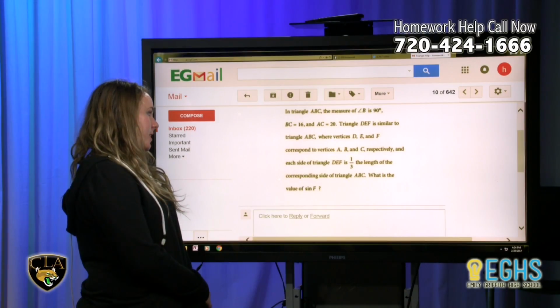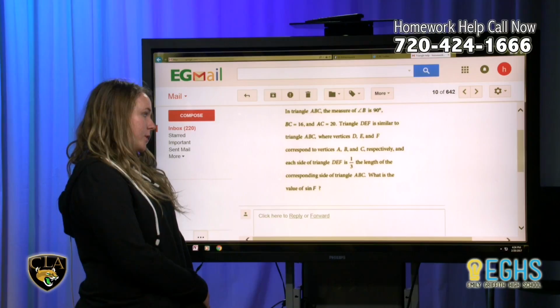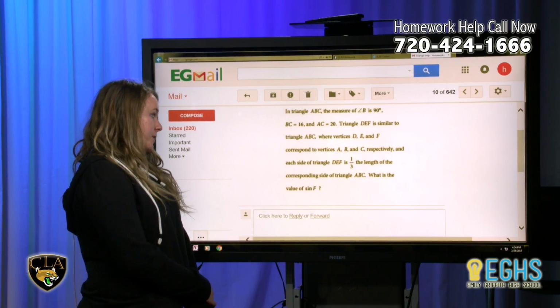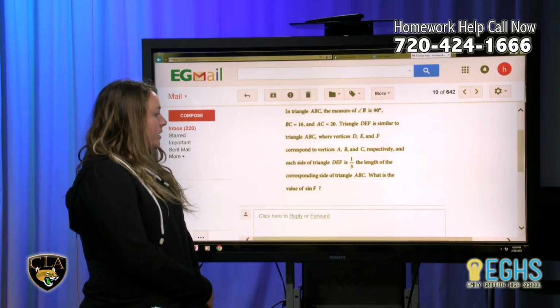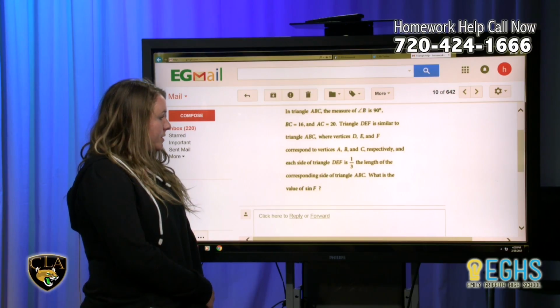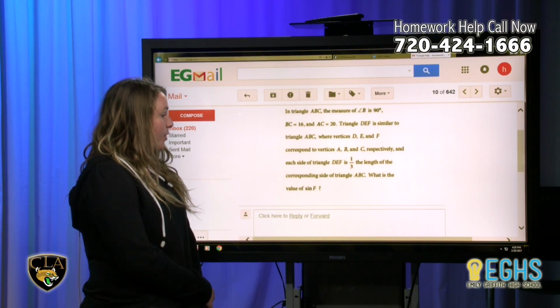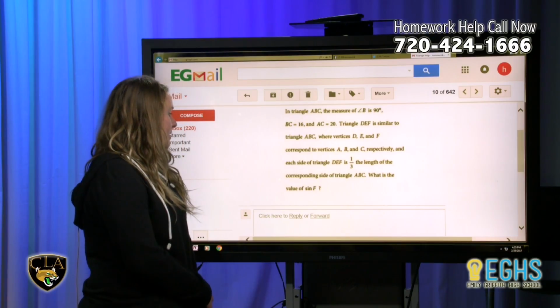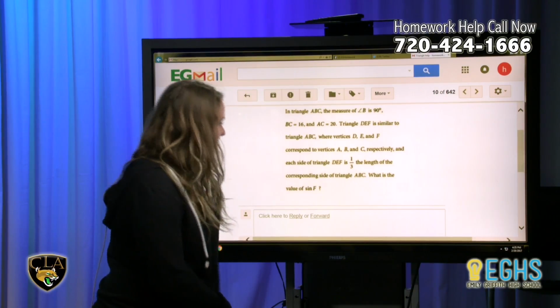In triangle ABC, the measure of angle B is 90 degrees, BC equals 16, and AC equals 20. Triangle DEF is similar to triangle ABC, with vertices D, E, F corresponding to vertices A, B, C respectively, and each side of triangle DEF is one third of the length of the corresponding side of triangle ABC. What is the value of sine F?